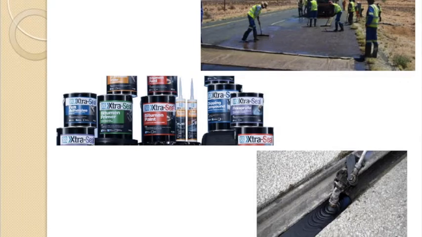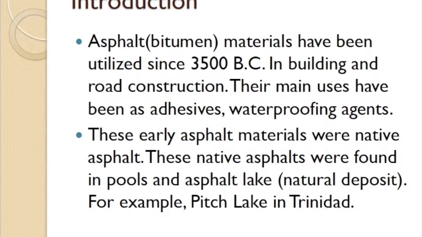So we can see here that these are examples of bituminous material. It can be used as adhesive, it can be used as primer, or it can also be used as paint. This is one example of another application of the bitumen. Asphalt bitumen materials have been utilized since 3500 BC, in buildings and also in road construction. Their main uses have been as adhesive and also waterproofing agents.